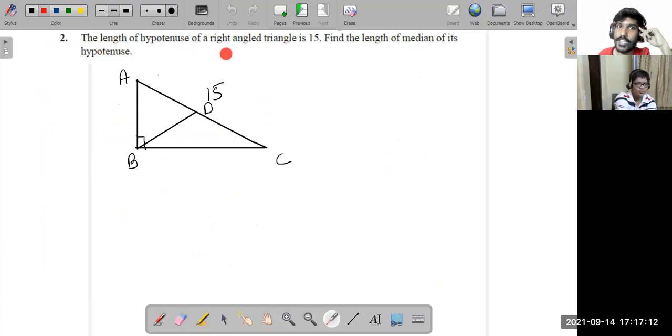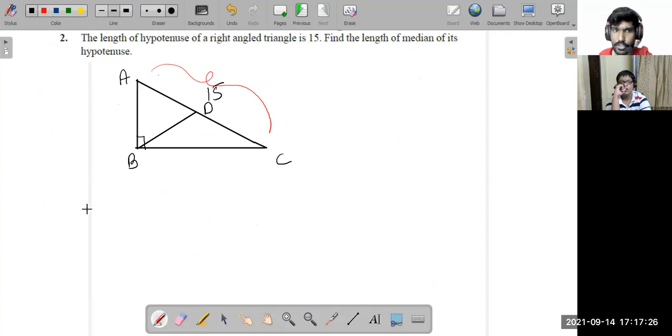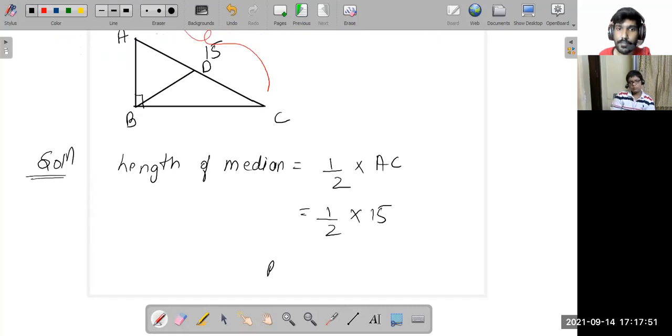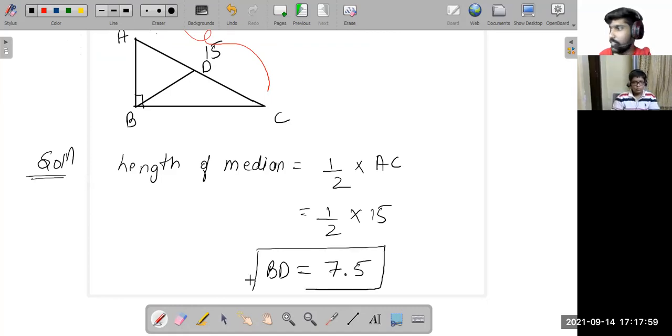The length of the hypotenuse of a right angle triangle is 15. That means this is a right angle triangle and the length of this hypotenuse is 15. Find the length of the median, that is BD. We just saw the formula: the length of the median will be half of the hypotenuse, which is AC. So half of 15. You know what is half of 15? 7.5. So the length of BD is 7.5. Is this clear? Yes, sir. Write it down.